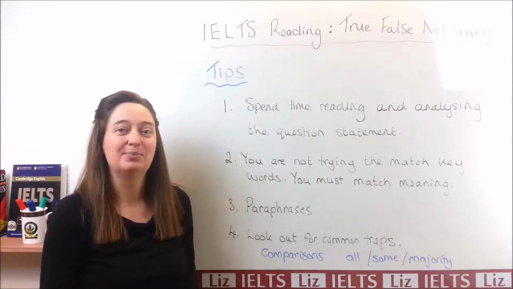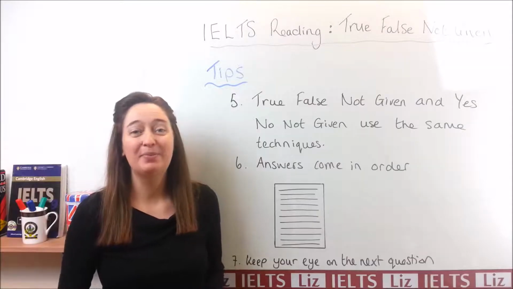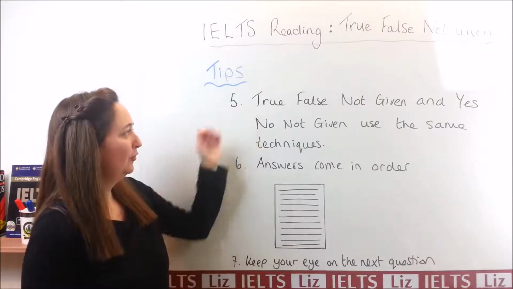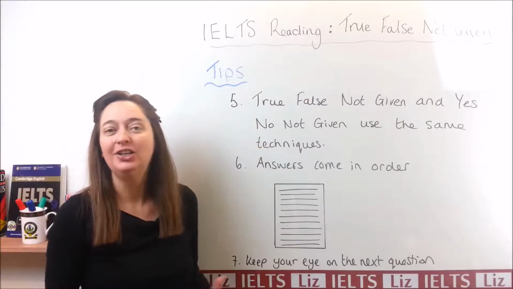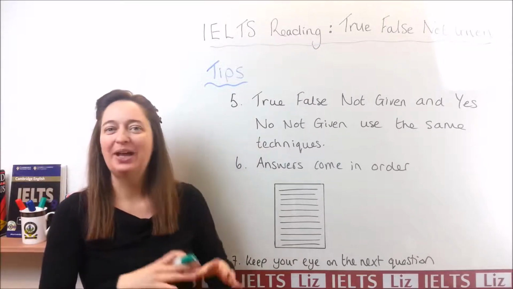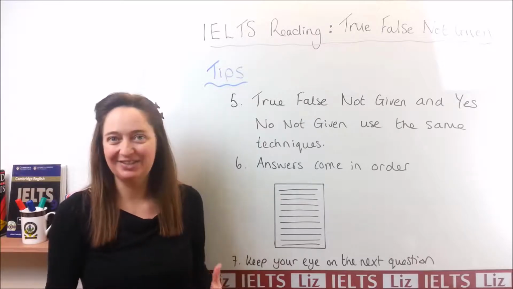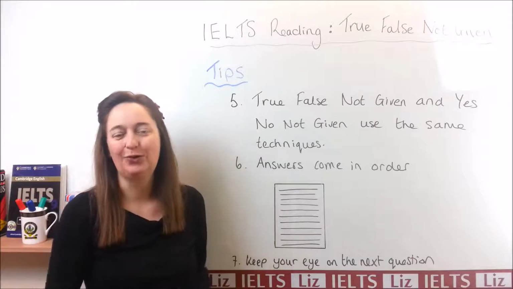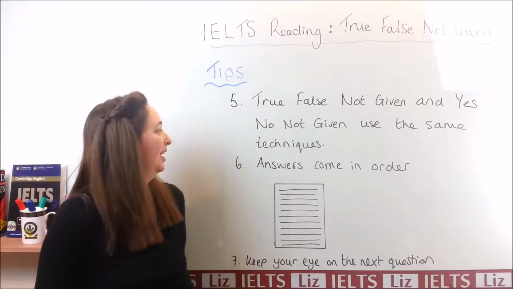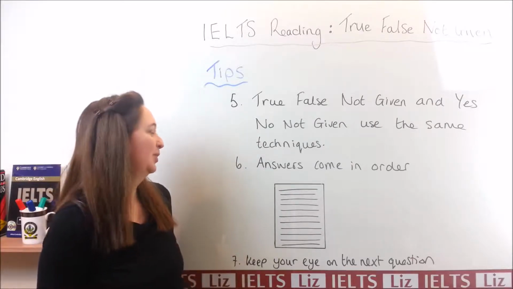Let's have a look at some more tips. Tip number 5. The true, false, not given and the yes, no, not given questions use the same technique. So everything we learned today in this lesson for the true, false, not given, you can use for yes, no, not given. Number 6, the answers come in order.